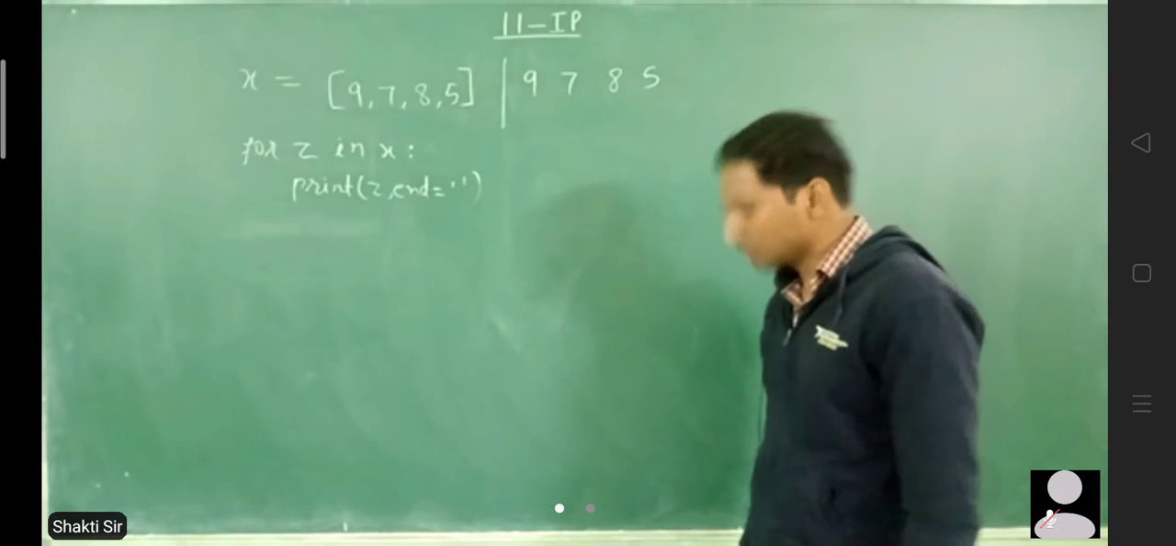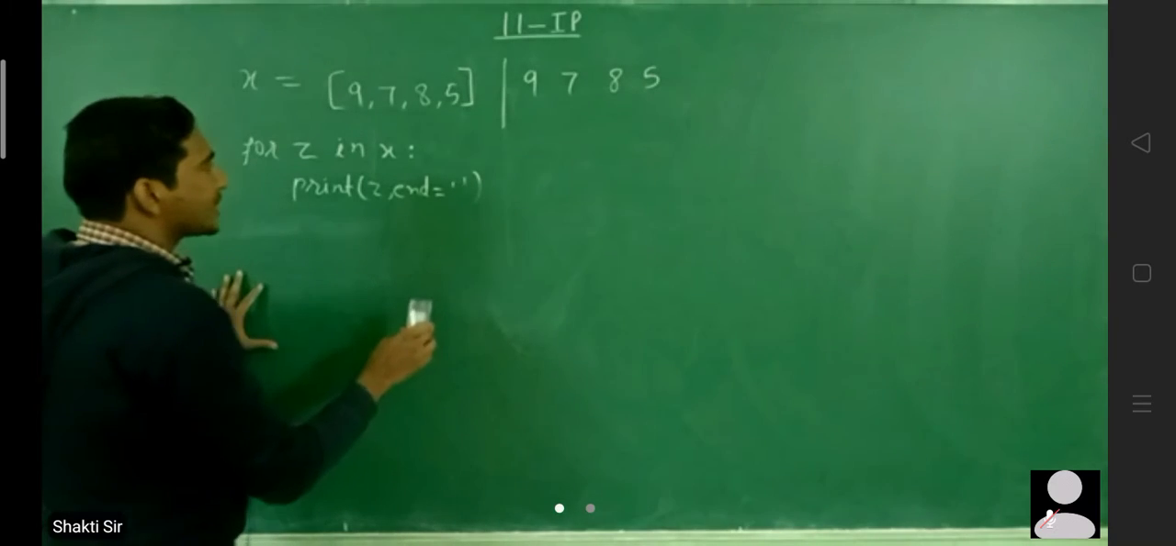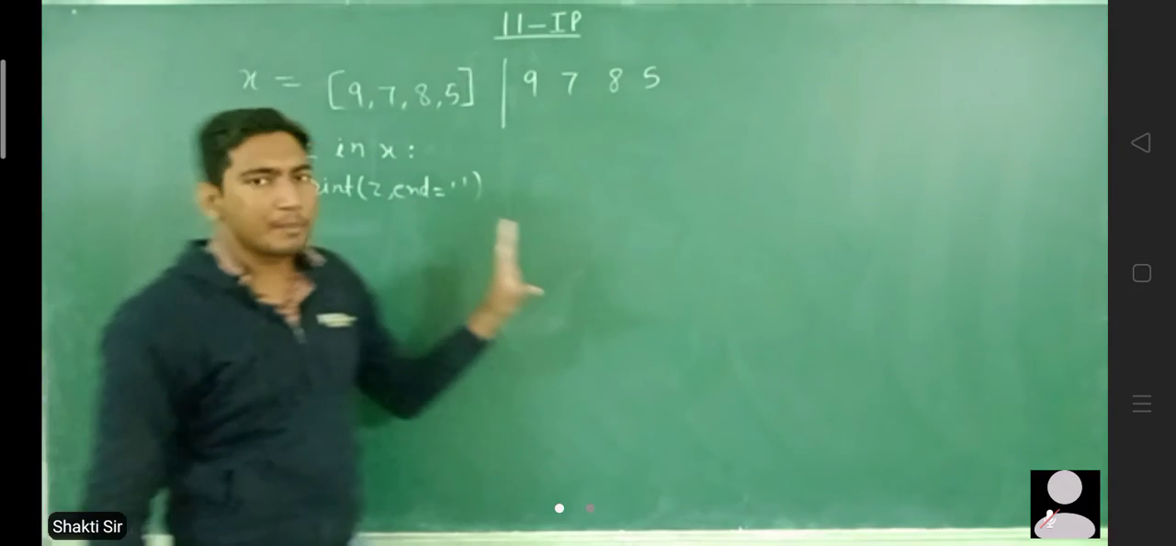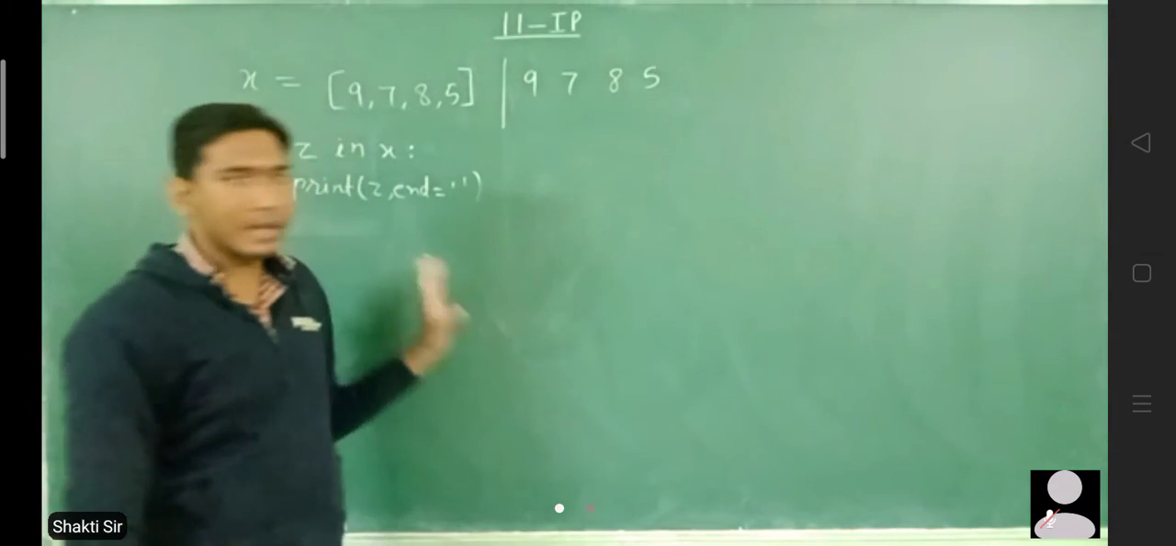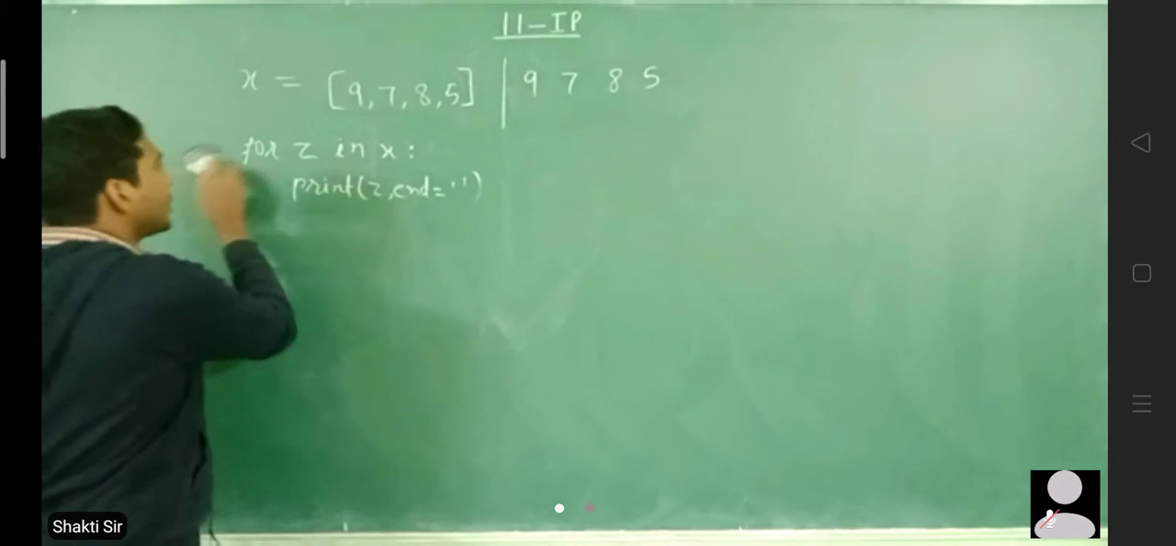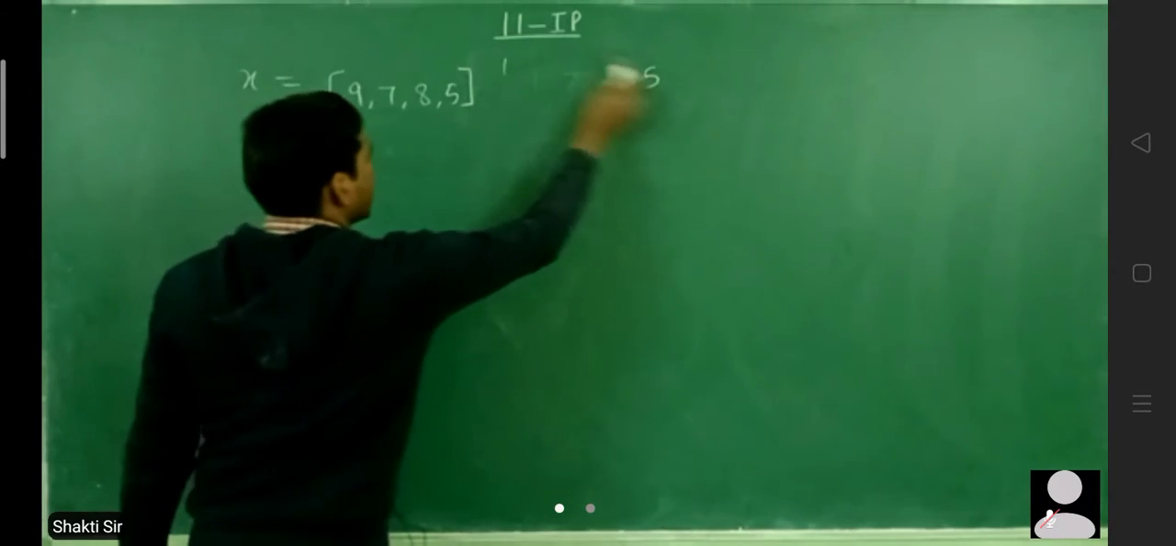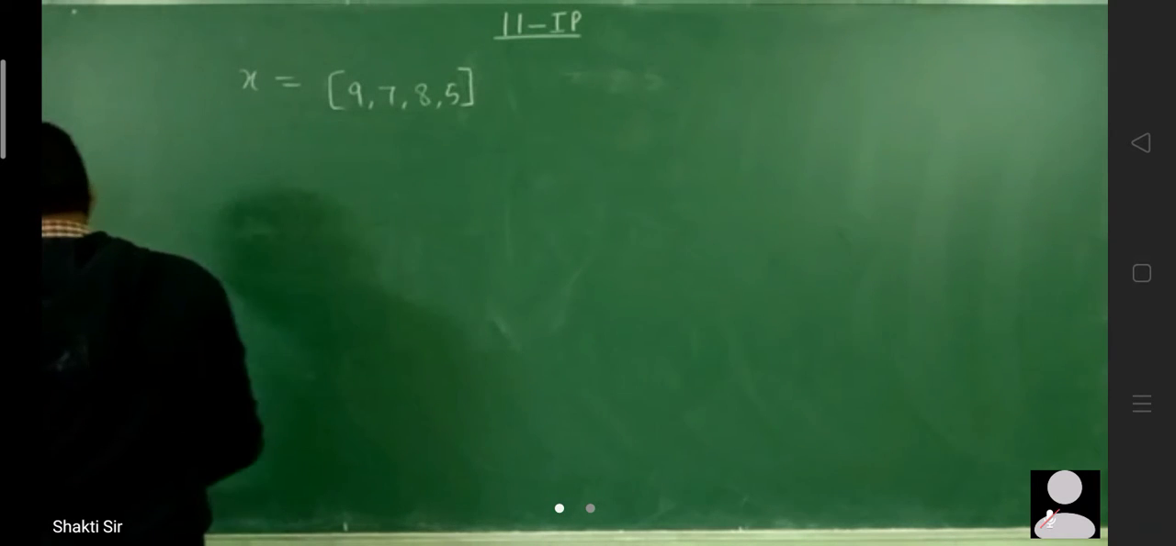Now let us see one more thing here. So basically this is a list, and now you know how to count the number of items in a list and how to print a list. Now let us see one more thing. What are the different kinds of lists? Basically we have different kinds of lists.